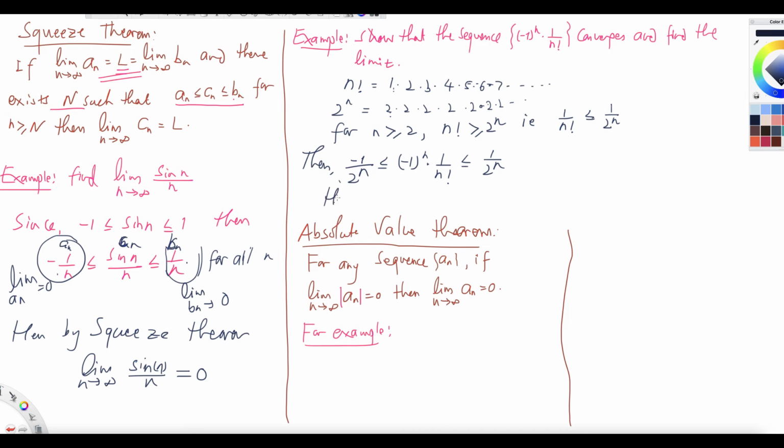So hence, since the limit of the left side and the right side functions are 0, then the limit as n tends to infinity of (-1)^n times 1 over n factorial is equal to 0. So why I did this is because you see that this function is small at the beginning.